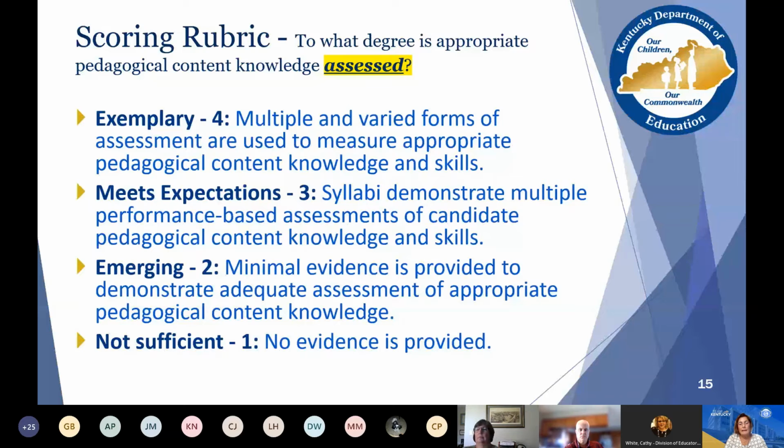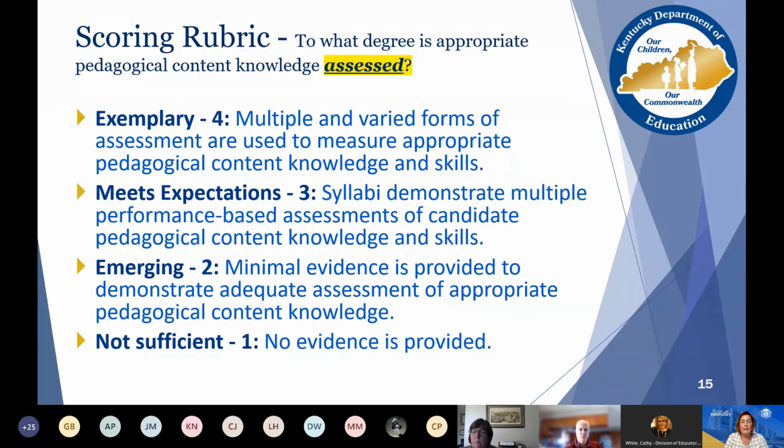And this would be, again, the 4-3-2-1 measurement. And in the 3, it would be, do the syllabi demonstrate multiple performance-based assessments of candidate pedagogical content, knowledge, and skills? Now, again, this is measurement of pedagogy as opposed to measurement of the SPA standard. It's demonstrating the skills associated with the content area. So you would expect to be seeing something that asks them to perform and to demonstrate the pedagogy according to the content.